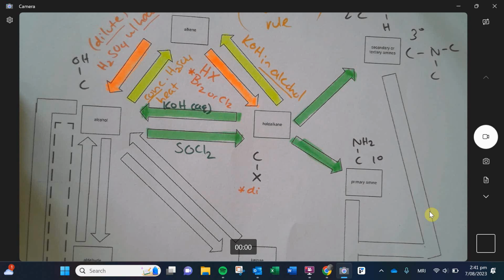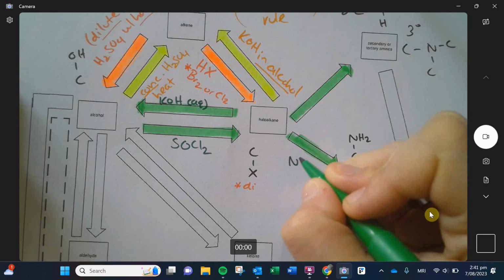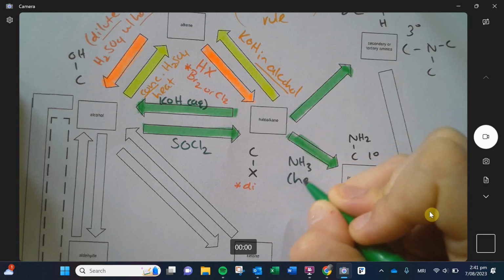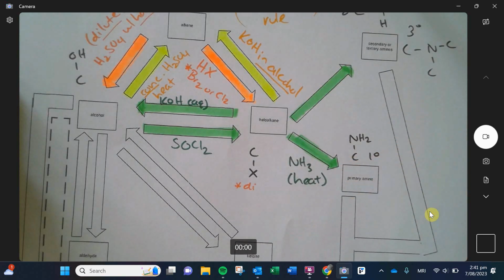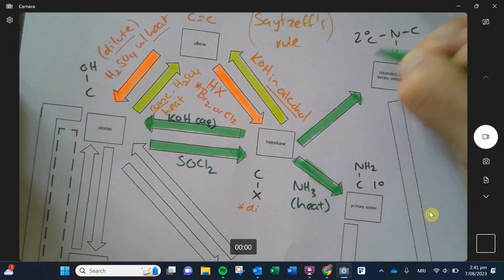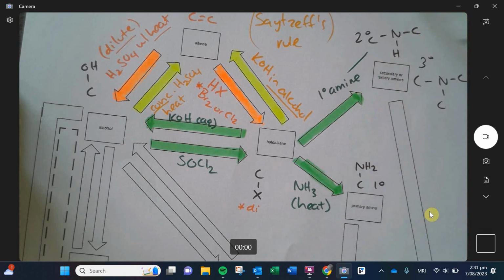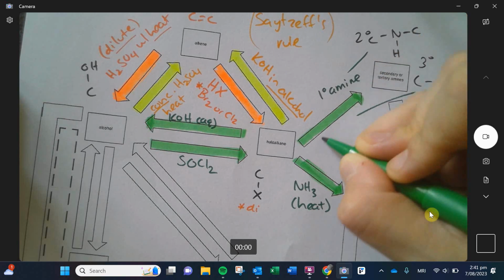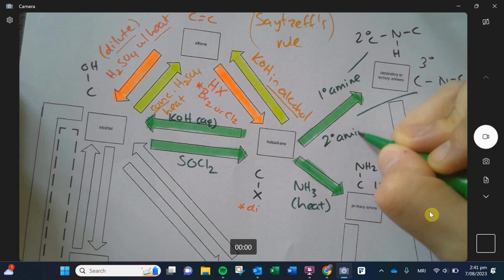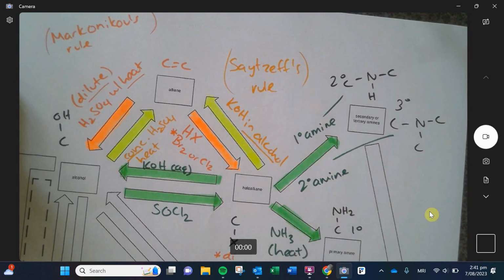If I wanted to go from haloalkane to primary amine, I would need, I think, just ammonia, with heat. If I want to go from haloalkane to secondary amine, I would need to have a primary amine. And for the tertiary, I would need to have a secondary amine. Basically, all you're doing is adding a carbon to it. It's very unlikely you're going to be asked about this corner, but I wanted to show it to you in case.